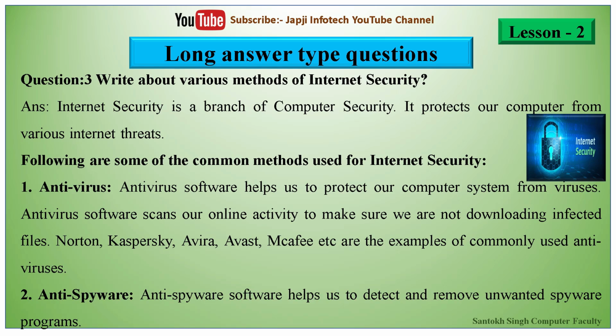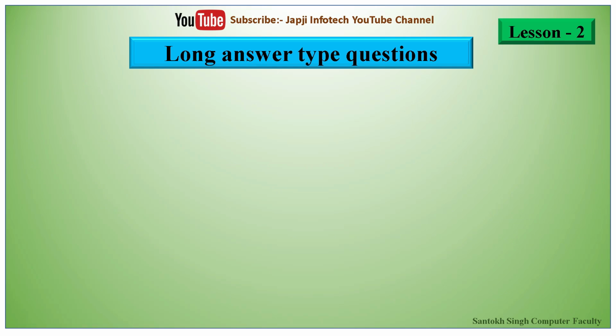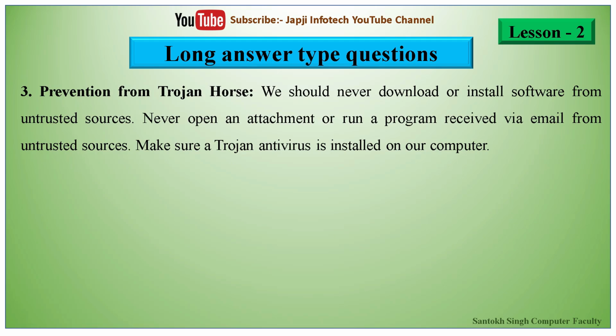And second one is anti-spyware. Anti-spyware software help us to detect and remove unwanted spyware programs. And the third one is prevention from Trojan horse. So we should never download or install software from untrusted sources. Never open an attachment or run a program received via email from untrusted sources. Make sure a Trojan antivirus is installed on our computer.